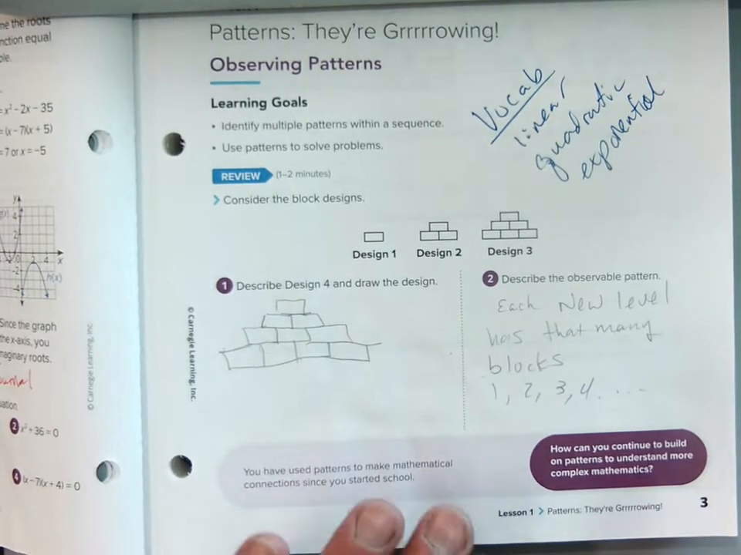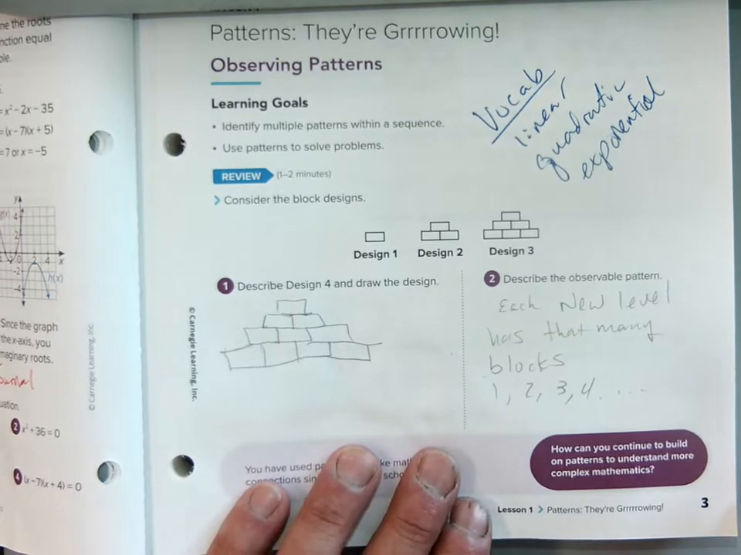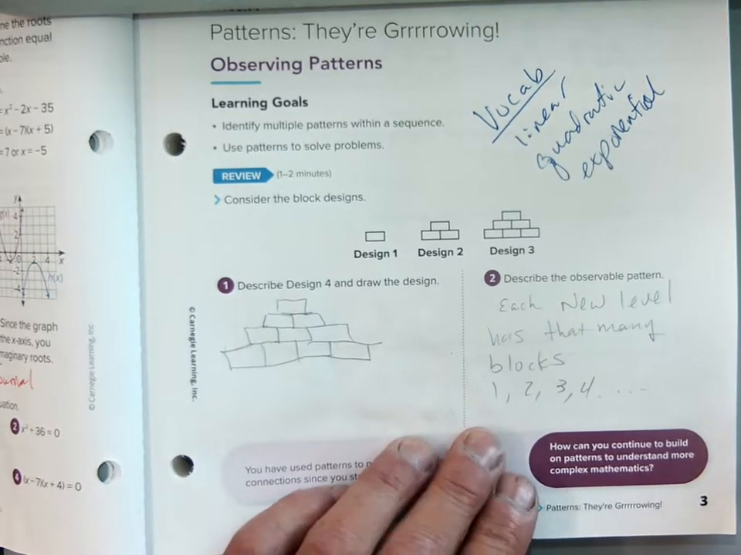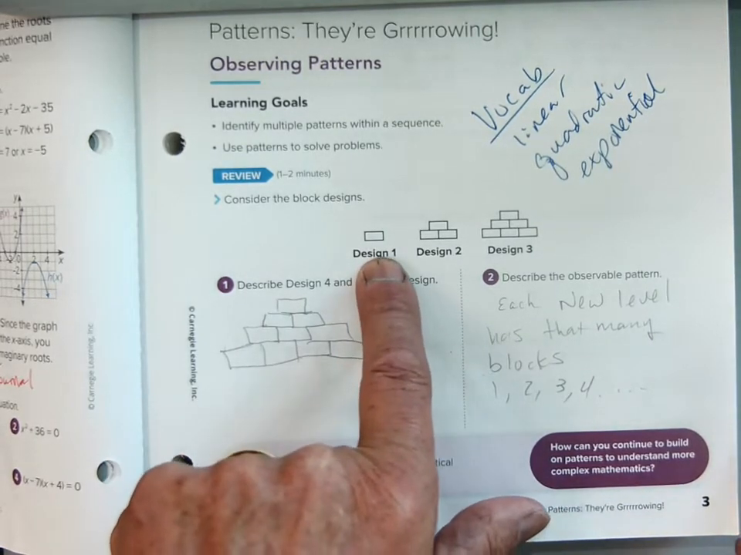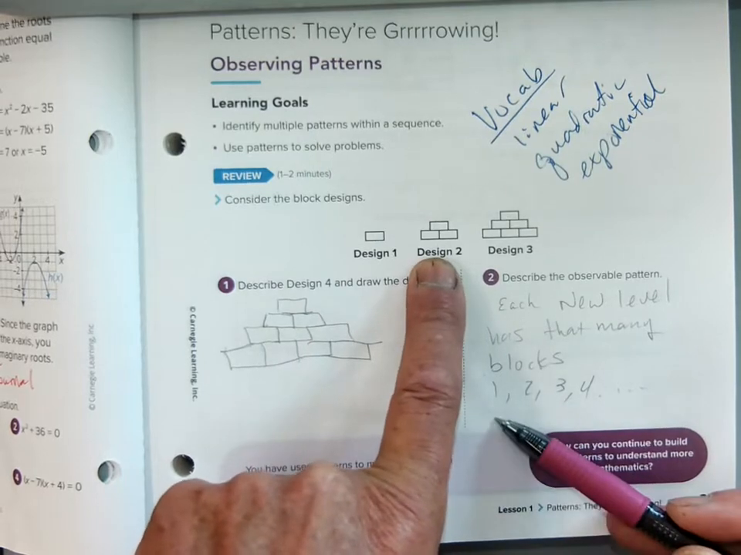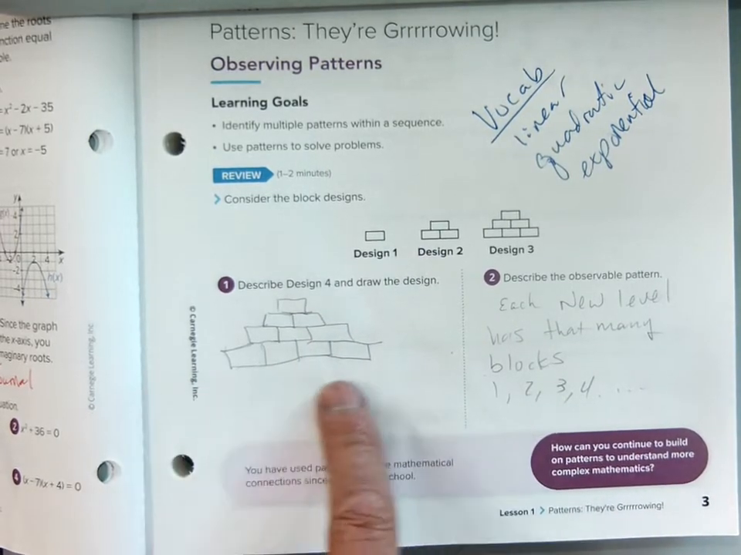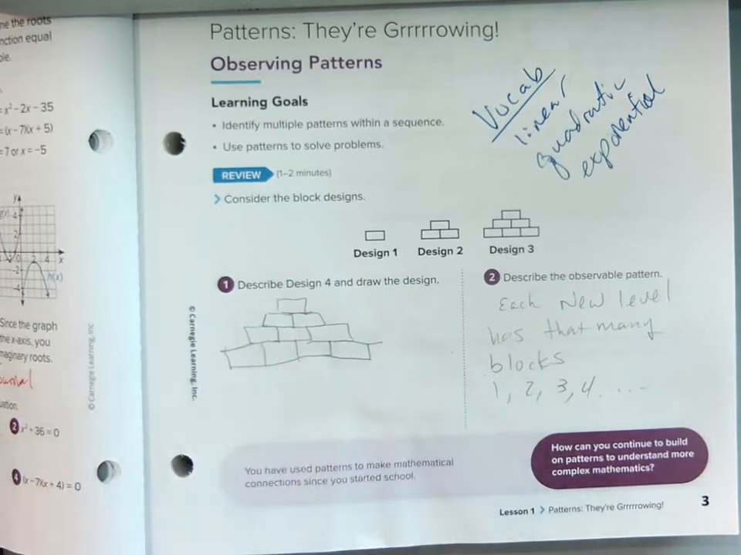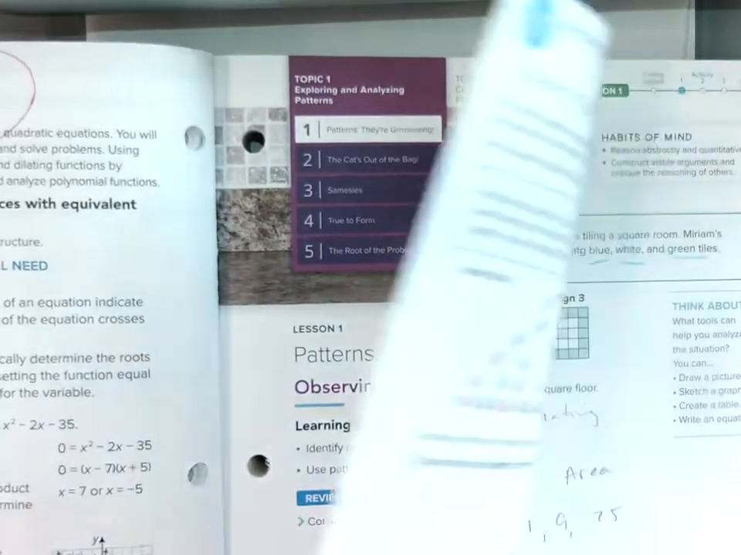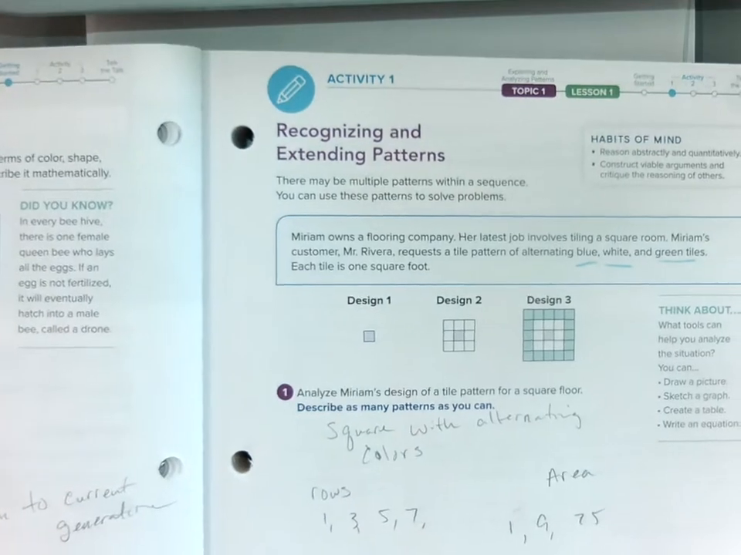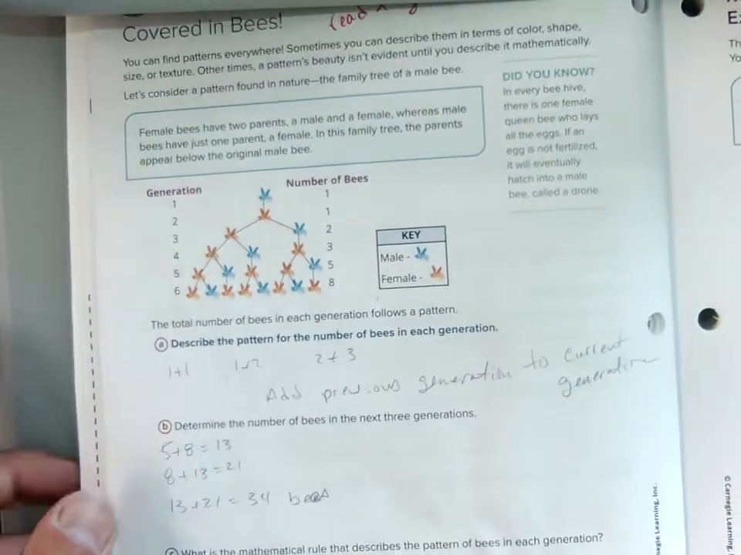So if I observe a pattern, if design 1 is the first design, then we've got 1, then the second block would be 2, 3, 4. So it's an easy pattern. The fifth one would have 5 blocks, 6. That's pretty simple. Now it gets a little bit more fun as we take a look at the next example.